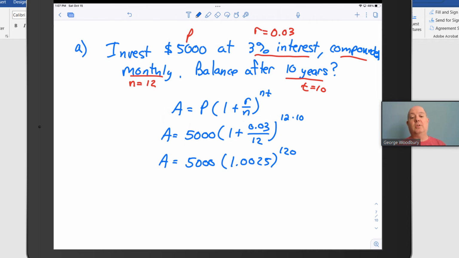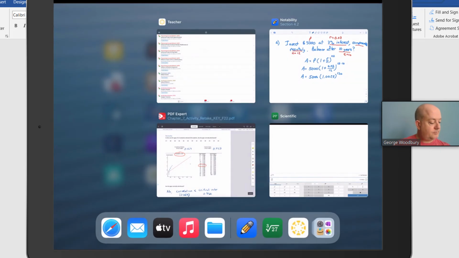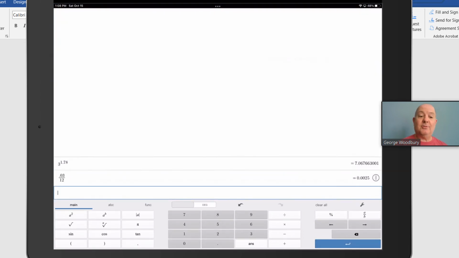It makes it easier to go to the calculator if you simplified those numbers first. However, sometimes the R divided by N will be a decimal that goes on forever. Then you want to try to do it in the original form. And I'll show you both ways on the calculator. First, the cleaner way. We've got 5,000 times 1.0025, the exponent key, and then 120.